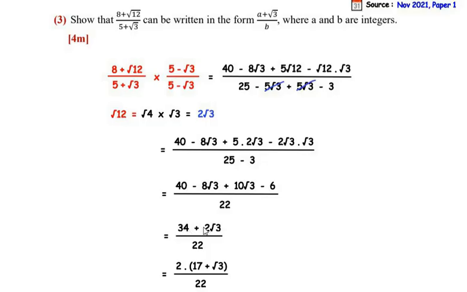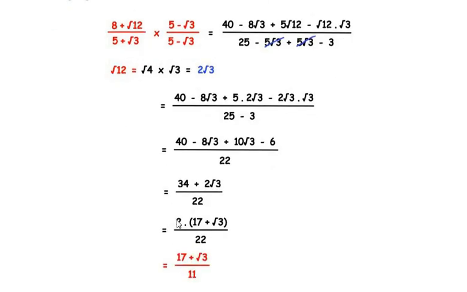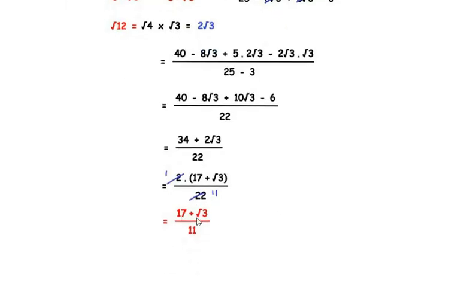As we can see, 2 is a common factor from 34 and the second term. So we have taken 2 as a common factor out. And inside the bracket we get 17 plus square root of 3 divided by 22. Now 2 divides 22, that is 2 1 times is 2 and 2 11 times is 22, giving us the answer as 17 plus root 3 divided by 11.